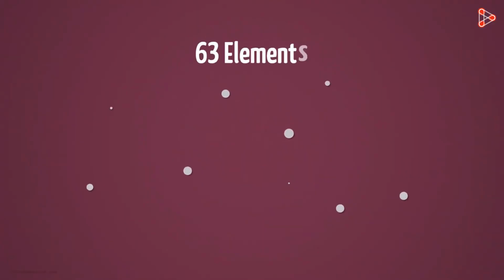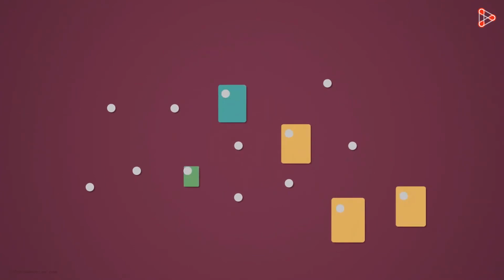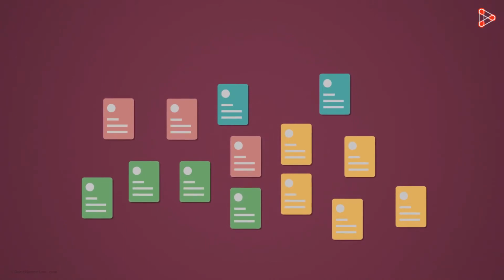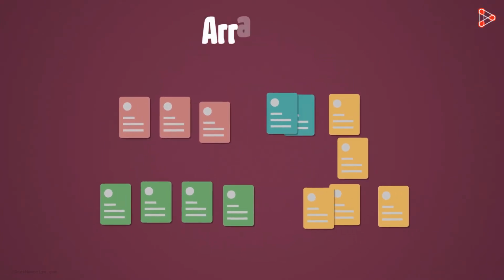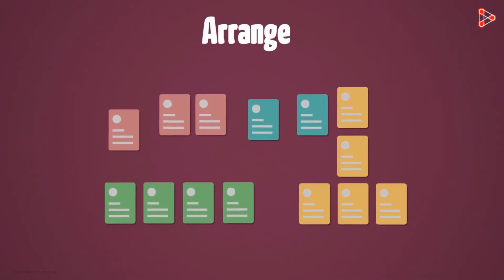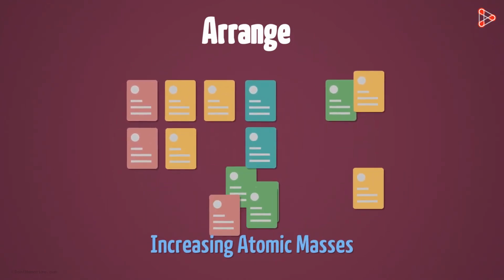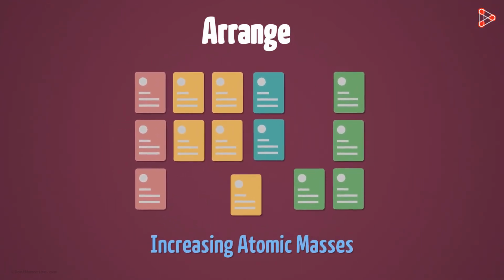There were almost 63 known elements when Mendeleev did his classification, and in order to simplify his process, he wrote all the physical and chemical properties of each element on 63 different cards. And then he arranged these cards on the basis of their increasing atomic masses. After this arrangement, he had some surprising observations.